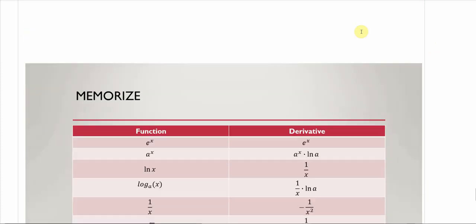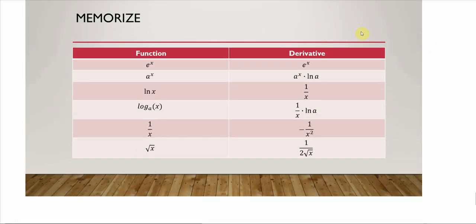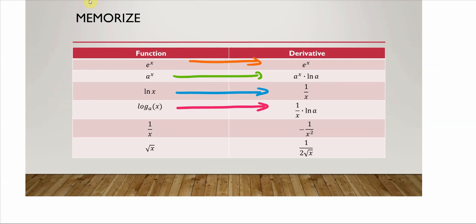So what are the things that I want you to memorize? Okay, the derivative of e to the x is e to the x. The derivative of a to the x is a to the x ln of a. The derivative of ln of x is 1/x. The derivative of log base a of x is going to be 1/(x ln of a). All right, and the derivative of 1/x is negative 1/x squared. And finally, the derivative of the square root of x is 1/(2 square root of x). So these are the things that I really need for you to memorize.